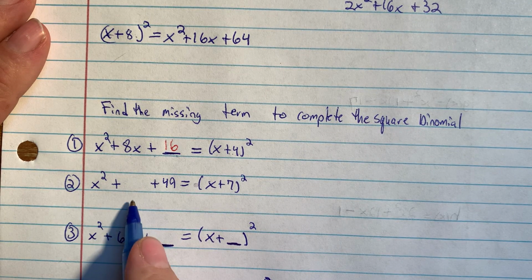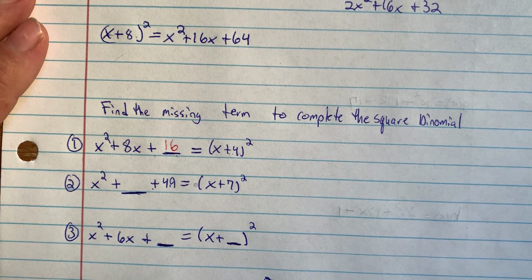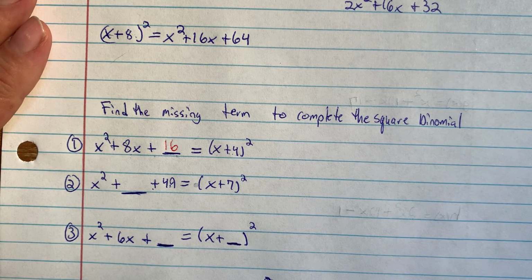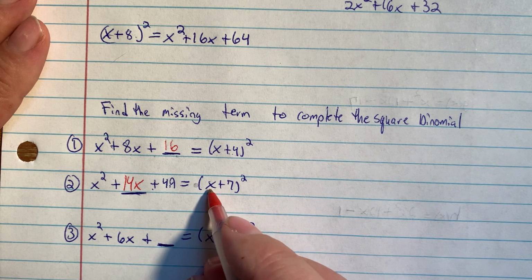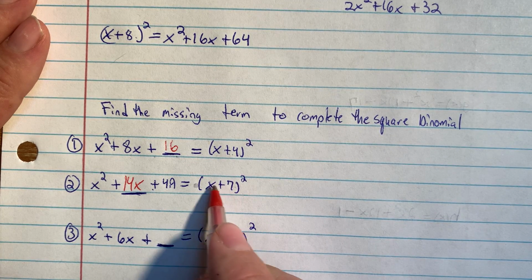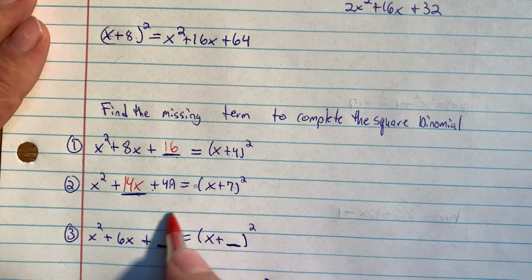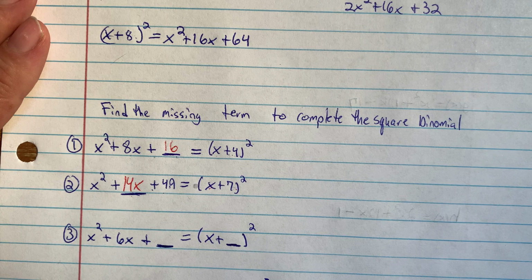How about this next one? x squared plus what plus 49 would give you x plus 7 squared? Hopefully you were able to realize that this would be 14x. And the reason we know that is we square the first one, so x squared. We multiply these two together, that's 7x, and then double it, which would be 14x. And then we square the last one, which is the 49.